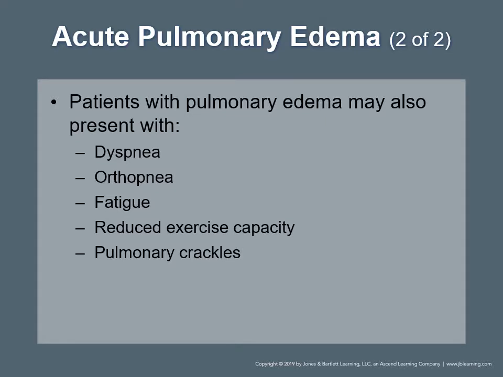Patients with pulmonary edema that is cardiogenic in origin may present with signs and symptoms of a cardiac emergency. Patients with non-cardiogenic pulmonary edema tend to have a history of associated factors, including hypoxic episodes, shock, chest trauma, recent acute inhalation of toxic gases or particles, or recent ascent to a high altitude without acclimatizing. All patients with pulmonary edema may also present with dyspnea, orthopnea, fatigue, reduced exercise capacity, or pulmonary crackles.